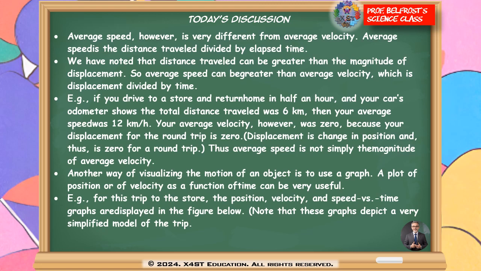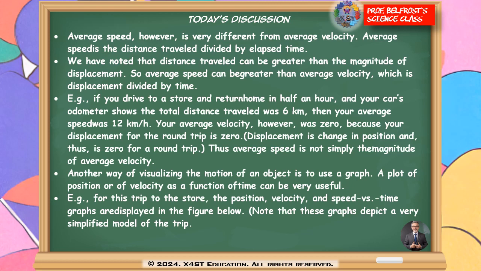Average speed is very different from average velocity. You should distinguish these two because it is just like a monster in shape. Average speed is the distance traveled divided by elapsed time, not displacement. Distance and displacement sometimes can be the same, sometimes can be different. So that's why I really warn you that you should take care of these two terms and distinguish them.